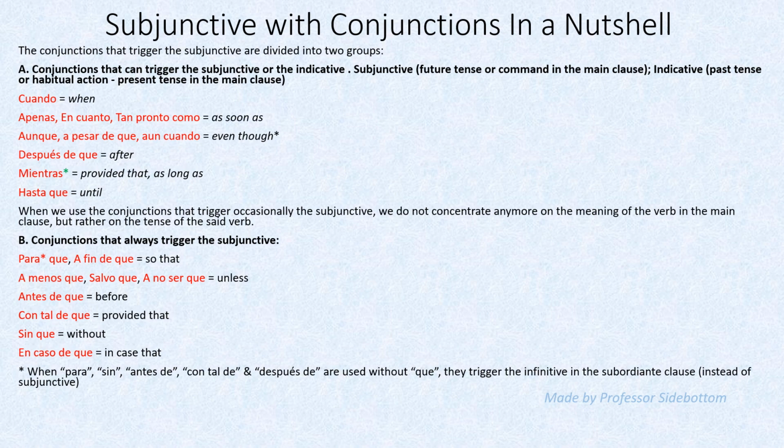Students tell me that they have trouble remembering which ones trigger subjunctive or indicative and which ones trigger subjunctive only. So I advise that you first make a list with the conjunctions that can trigger the subjunctive or the indicative and practice those first. And once you know them very well, then you go to the ones that trigger just the subjunctive, as it is easier to practice the ones that trigger just the subjunctive.